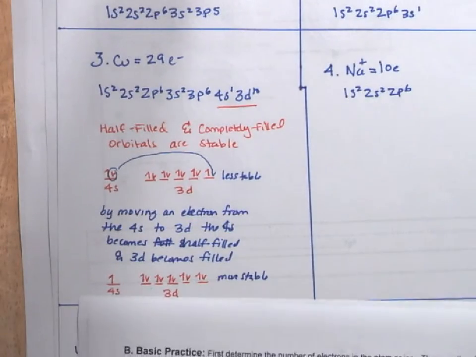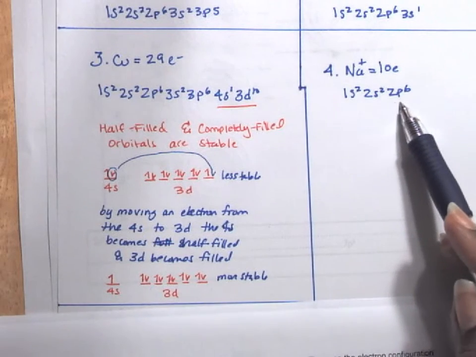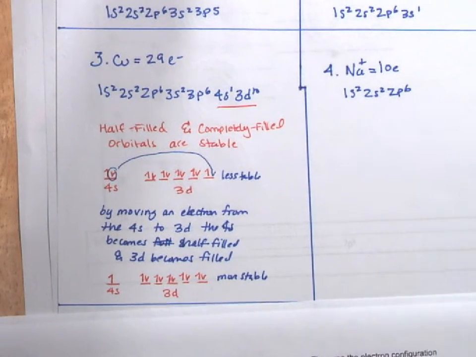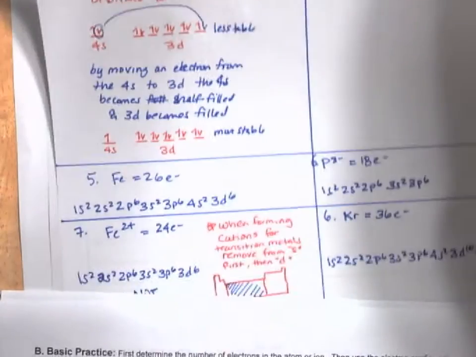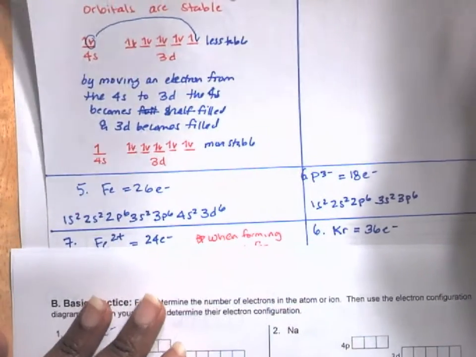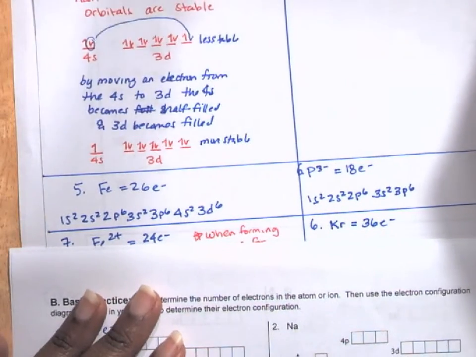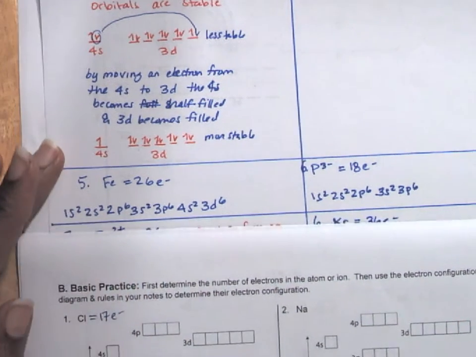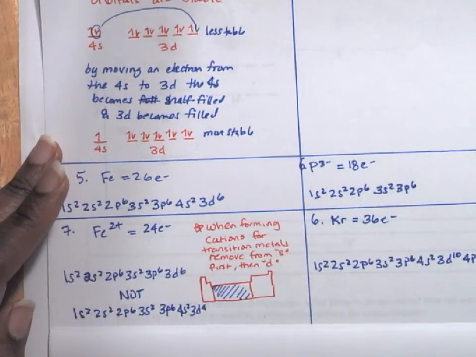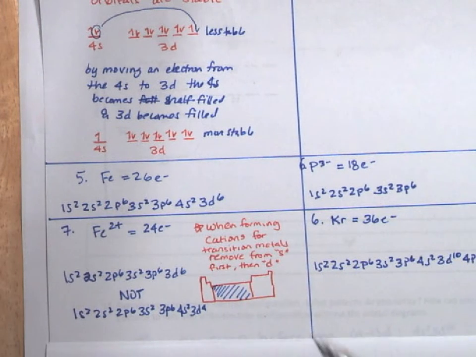All right, moving on. So we have sodium. This is sodium. Here's for number 5 and 6. All right, now let's take a look at the last example that's a little bit tricky.